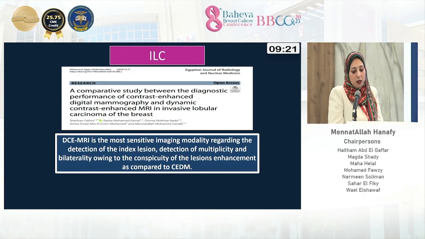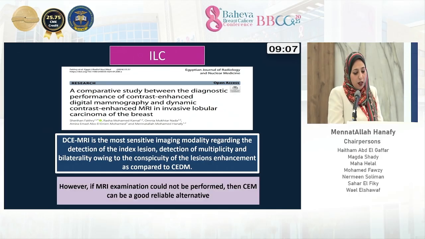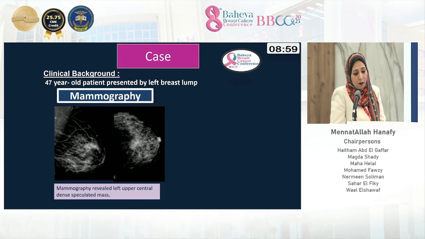They concluded that the most sensitive imaging modality regarding detection of the index lesion is the MRI, and it's more sensitive for detection of multiplicity and bilaterality owing to conspicuity of the lesion enhancement as compared to contrast mammography. However, if MRI examination couldn't be performed, then contrast-enhanced mammography can be a good, reliable alternative.